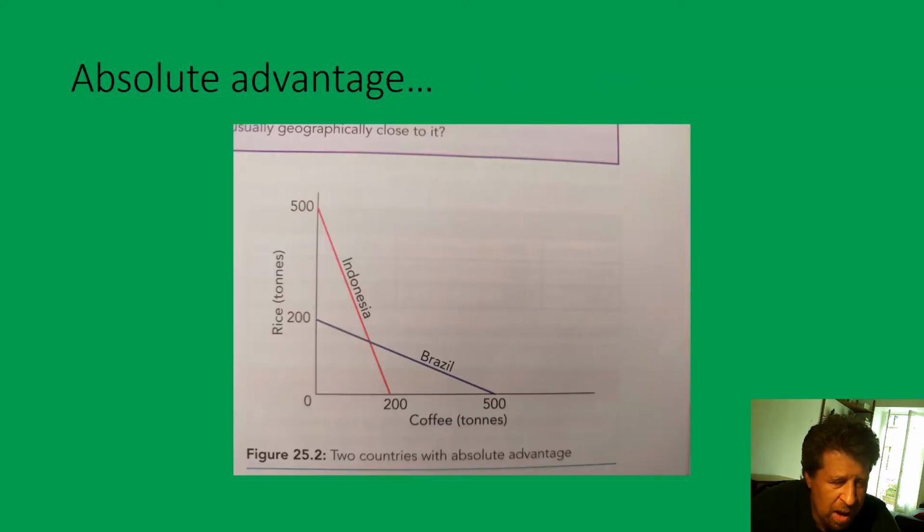For example, we've got Indonesia and Brazil here. Indonesia could produce 500 tons of rice and at the same time, with the other half of its resources, produce 200 tons of coffee. Or Brazil could produce 200 tons of rice and 500 tons of coffee. Here we can see Indonesia has an absolute advantage at producing rice. Maybe the weather's better for rice, maybe they have the expertise, etc. Brazil has an absolute advantage for producing coffee.